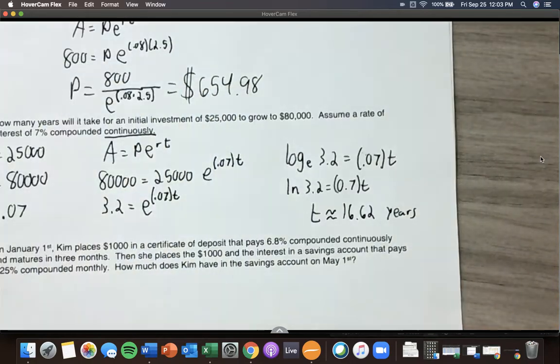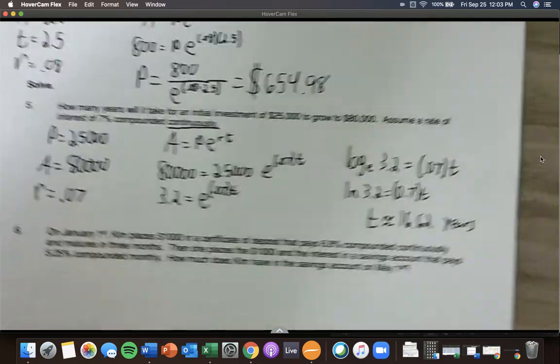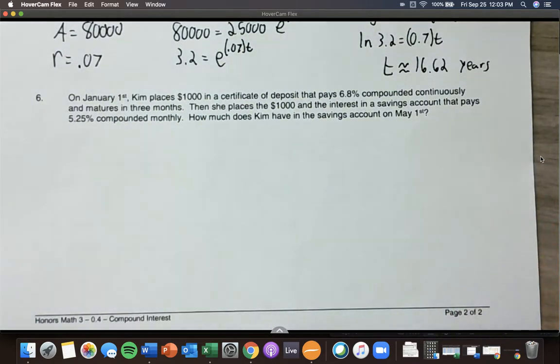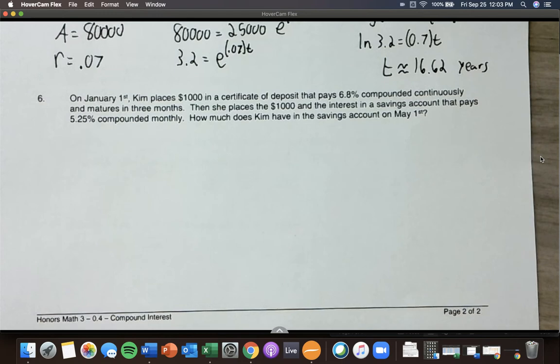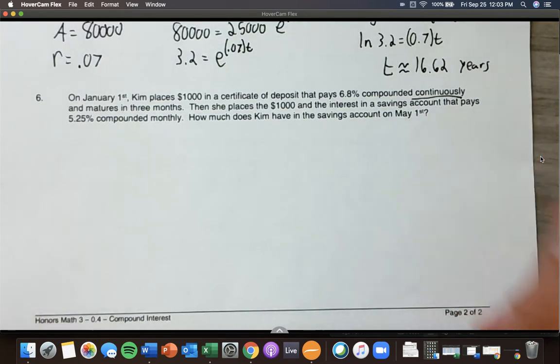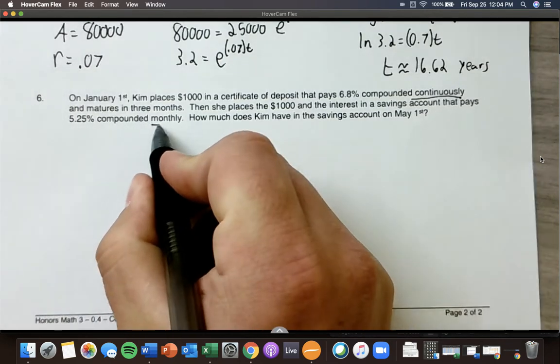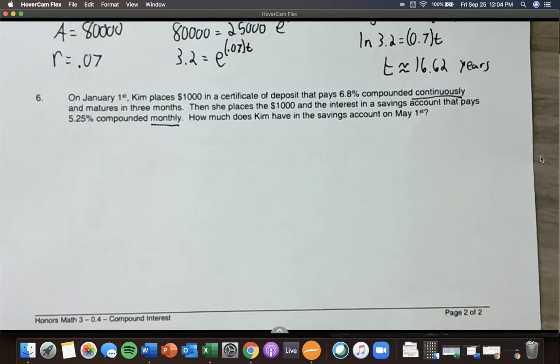Right. Last one here, last one. On January 1st, Kim places 1,000 in a certificate of deposit that pays 8.9% compounded continuously and matures in 3 months. Then she places 1,000 and the interest in a savings account that pays 5.25% compounded monthly. Notice how that's not continuously. How much does Kim have in the savings account on May 1st?